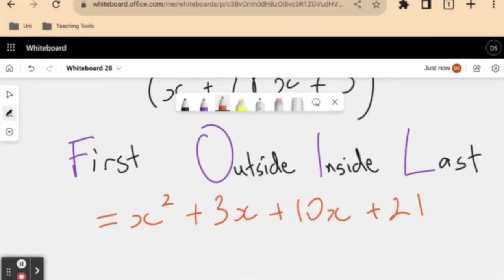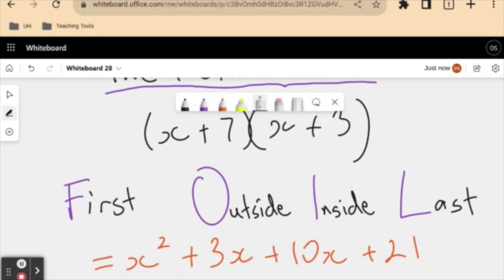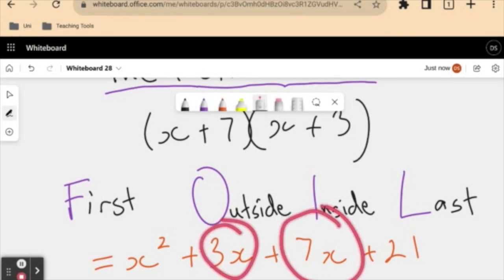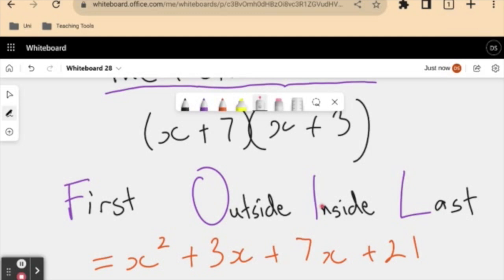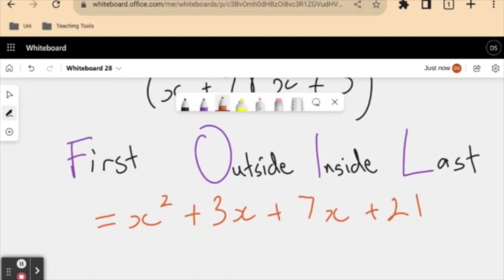Now, we notice here we have two like terms. Oh, I have gotten ahead of myself. That's meant to be 7x. And when we add these elements together, because they are like terms, we can get x squared plus 10x plus 21. Cool. That is essentially the FOIL method.